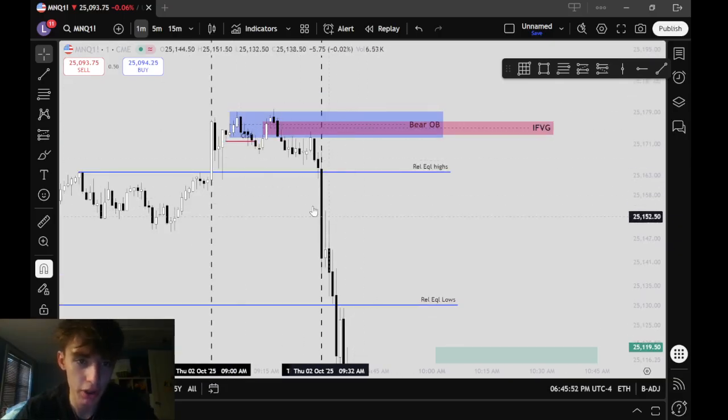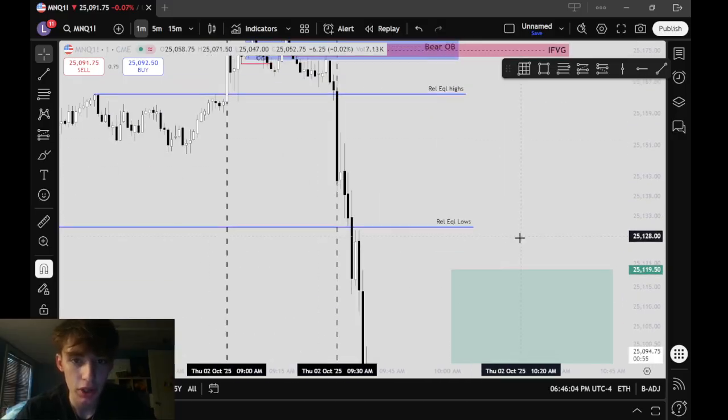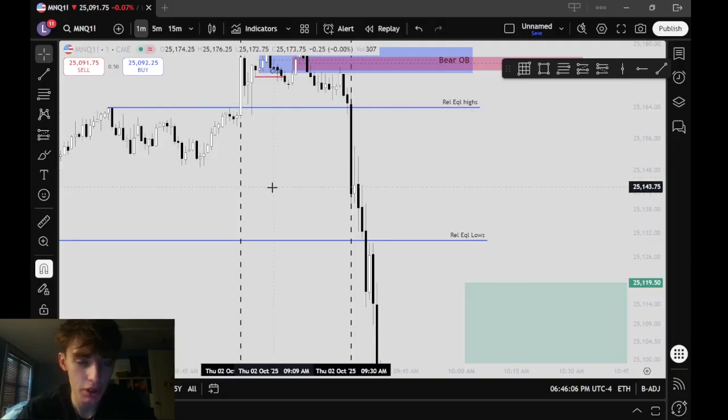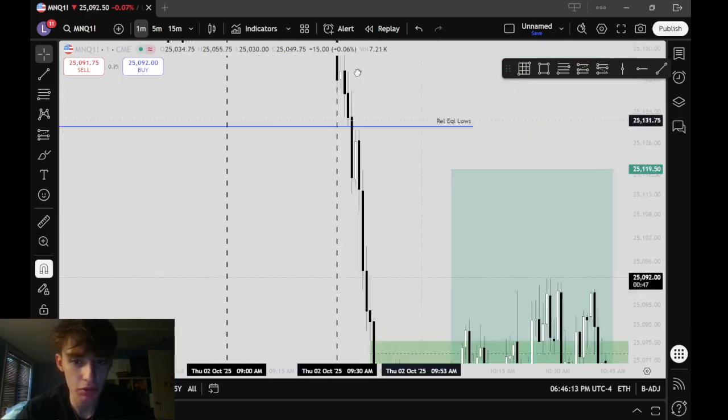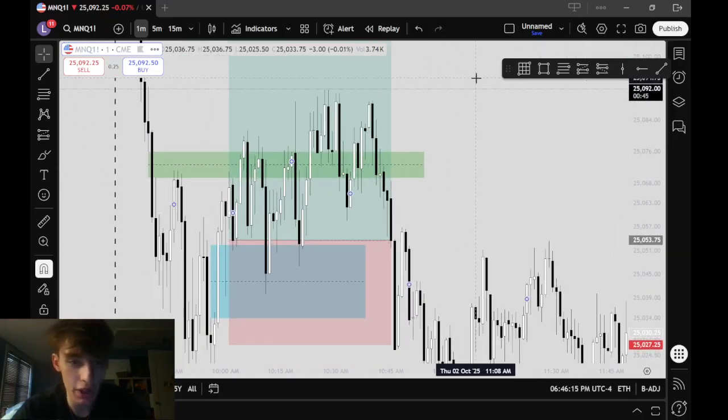Price shot down after being rejected by this order block and then this inverse fair value gap. It goes into this PD array zone right here, this middle zone, and shoots down. I had these relative equal highs right here, and then these relative equal lows. Price targeted these, went down, then went down through these. So I was thinking, okay, let's look for a buy here.